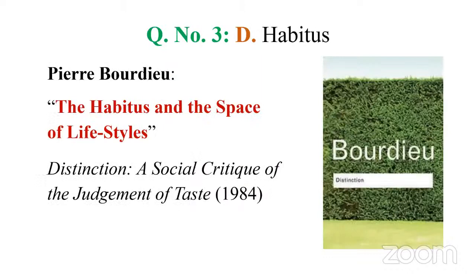Next, let's discuss another concept, habitus, under question number 3. And this concept was put forward by another French critic and sociologist, Pierre Bourdieu, P-I-E-R-R-E, B-O-U-R-D-I-E-U, Pierre Bourdieu. And look at the name of the essay. The moment you know the essay, I think it might be a simple question, right? The Habitus and the Space of Lifestyles. And this essay comes in his book, Distinction: A Social Critique of the Judgment of Taste.